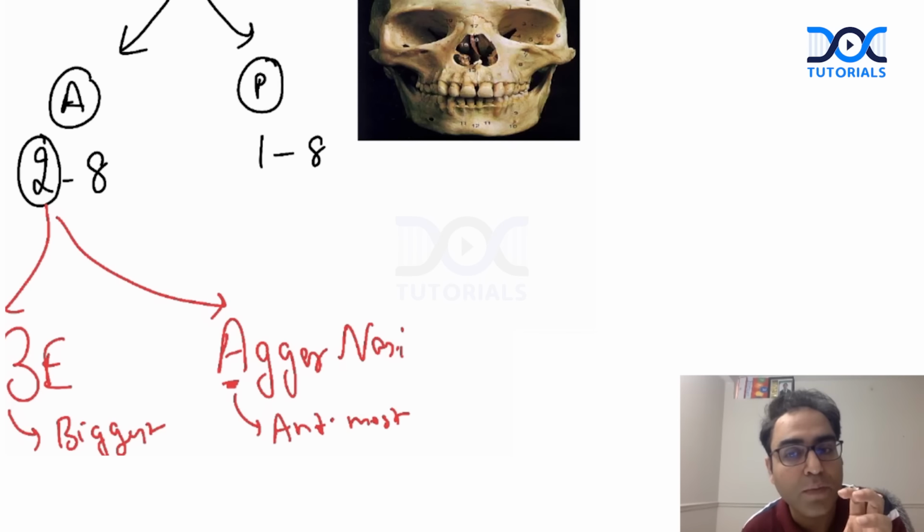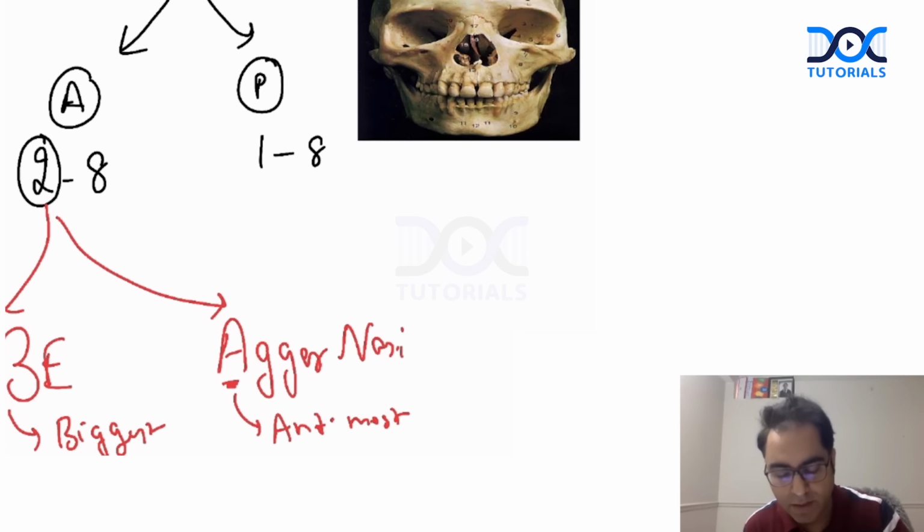What is the definition of bulla ethmoidalis? It is the largest and most constant anterior ethmoid air cell. What is agger nasi? A-G-G-E-R. Agger nasi is the anterior-most anterior ethmoid air cell. A for agger, A for anterior-most anterior ethmoid air cell. Now, these are constant cells.